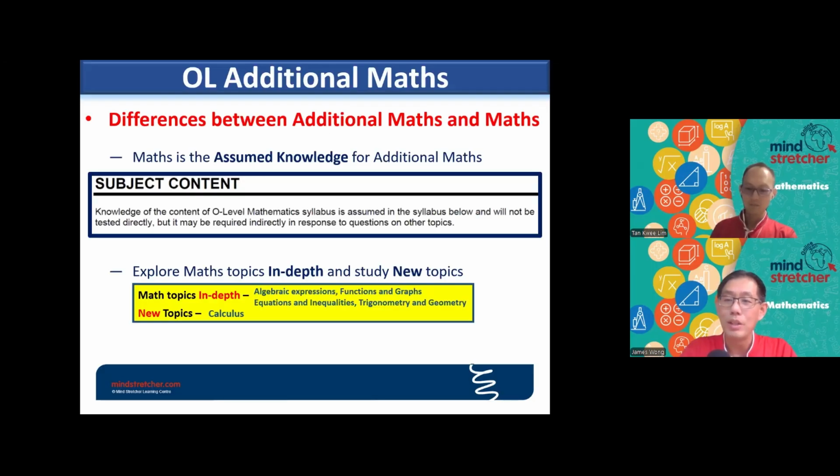So there will be some additional techniques that they'll be learning for the same topic. What this also means is that a lot of times we will tell our students that mathematics is the assumed knowledge for additional math. Meaning to say, whatever foundation they have built up over the years from Sec 1 to Sec 2 and Sec 3, whatever they learn in mathematics, a lot of it will support their learning for additional math. So in additional math, they are not going to revisit all those things that have been taught.